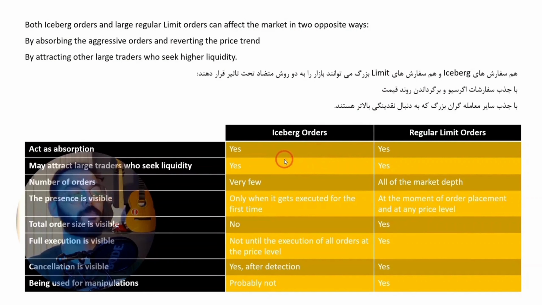Number of orders? Very few. About icebergs, how many iceberg orders do we actually see? Well, very few, guys. If your indicator is showing a lot, that's because of HFTs. Real icebergs are rare. But with regular limit orders, you can basically see all the orders in your market depth. It asks, when are they visible? When do they show up? Well, regular limit orders are visible whenever they're placed at any price level.